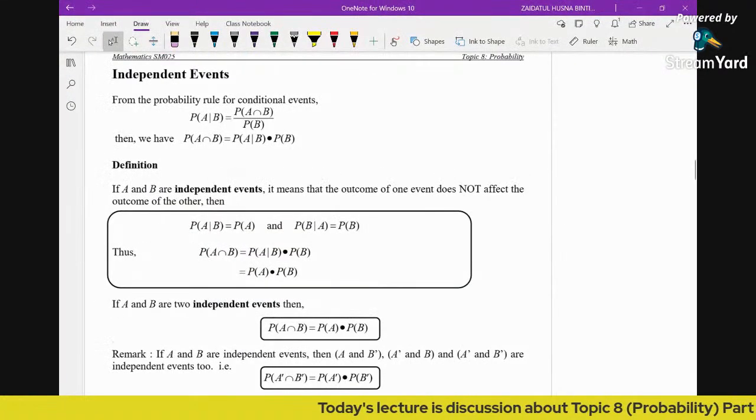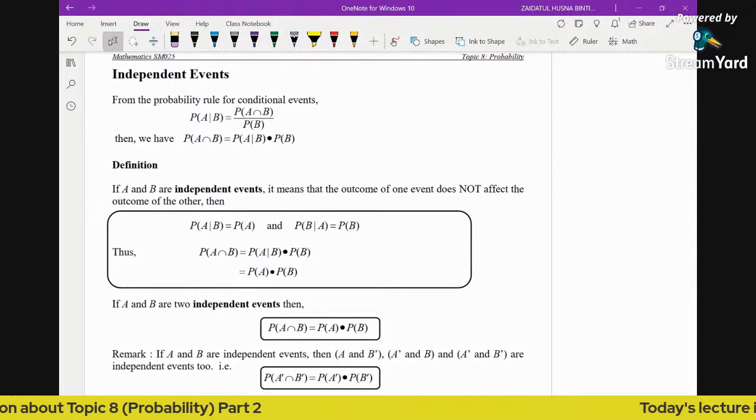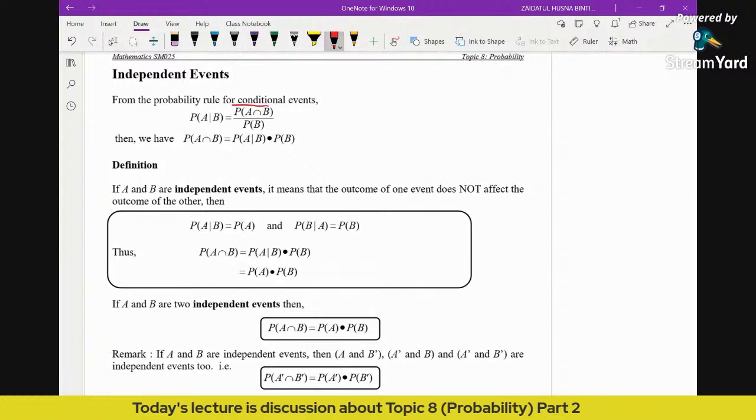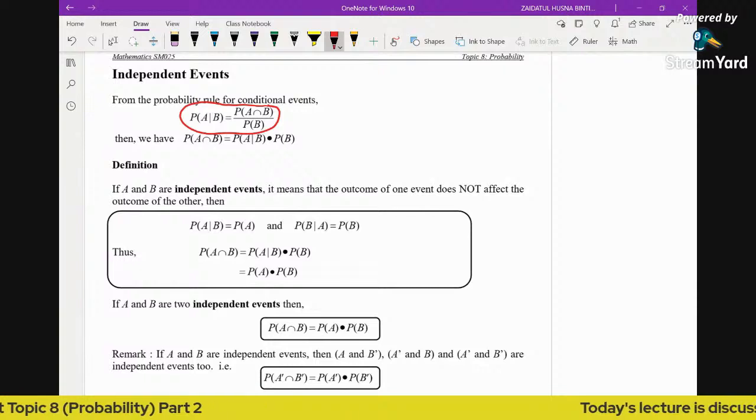Independent events. Just now we discussed conditional events. Now independent events, so please listen carefully. From the probability rule for conditional events, this is the formula that we had just now, right? If you have conditional probability, which means how to find the probability of A given that B has happened, the formula is the probability of A intersect B divided by the probability of B.